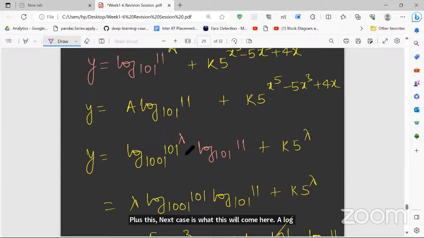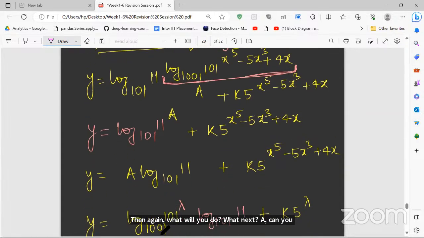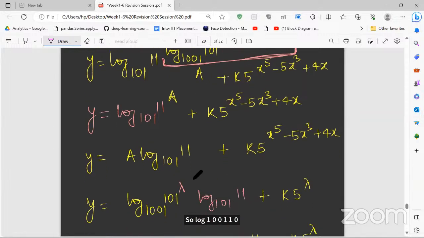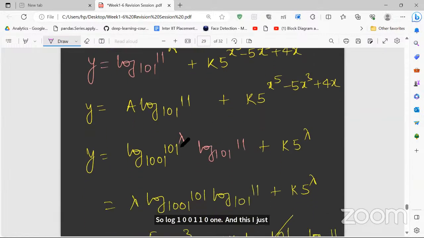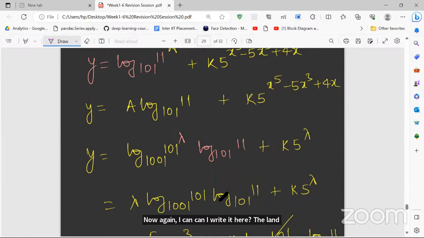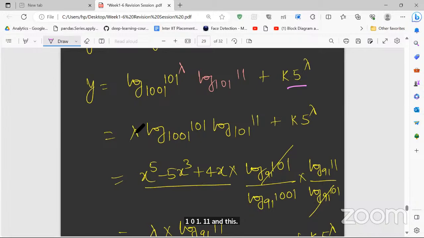Then again, what will you do? What next? Now you can write the a, right? So log 1001101, and this I just took as lambda, so I can write lambda here. Now again I can write it here: lambda times log 1001101, log 10111, and this value. Now what will I do? Lambda I already knew. Can I write it like this? I can use log 101 upon log 1001.